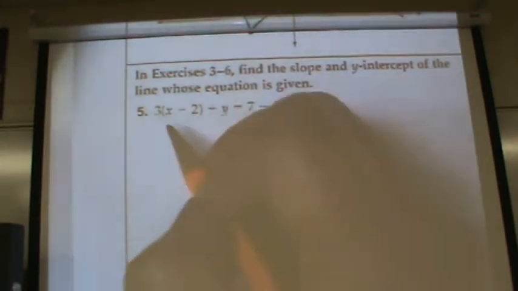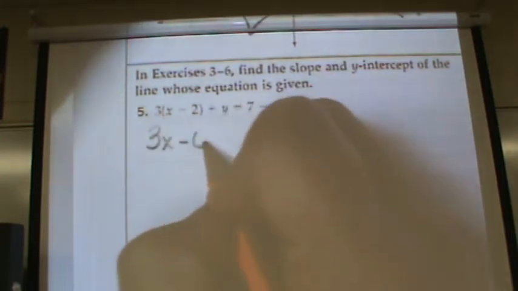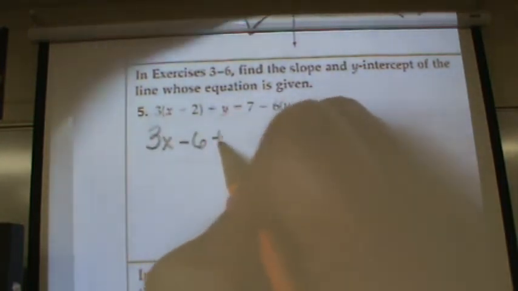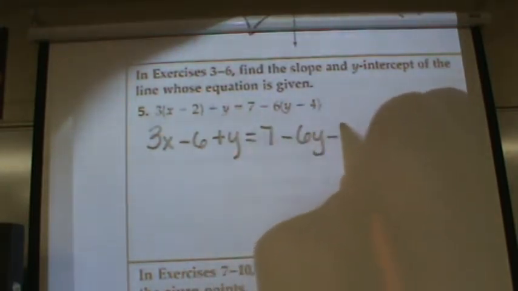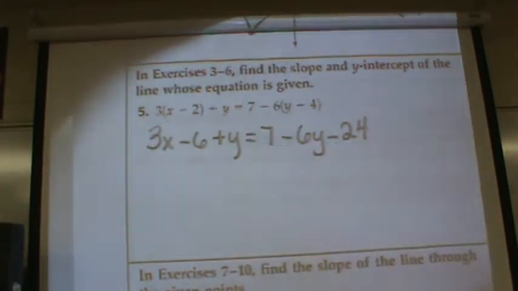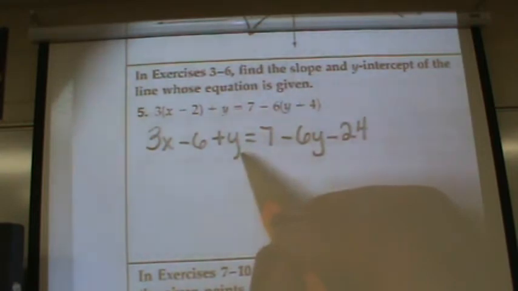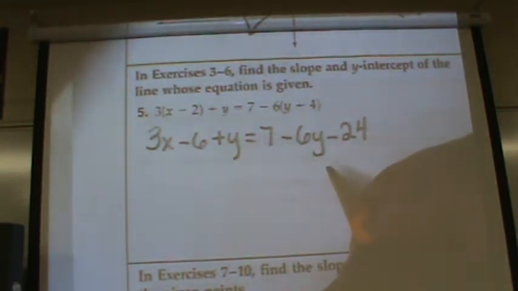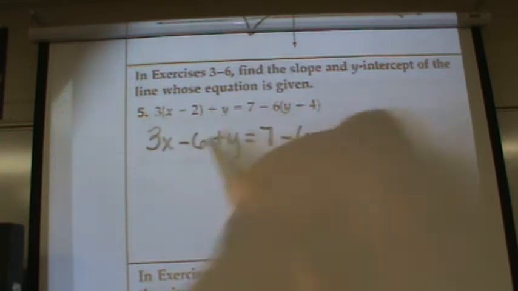Just distribute. Yeah, so tell me what to write. 3x minus 6, plus y, equals 7, minus 6y, minus 24. Yep, okay, what goes together? We need to get the y's together, so let's collect like terms. 6y. What do these two add up to be? 1.